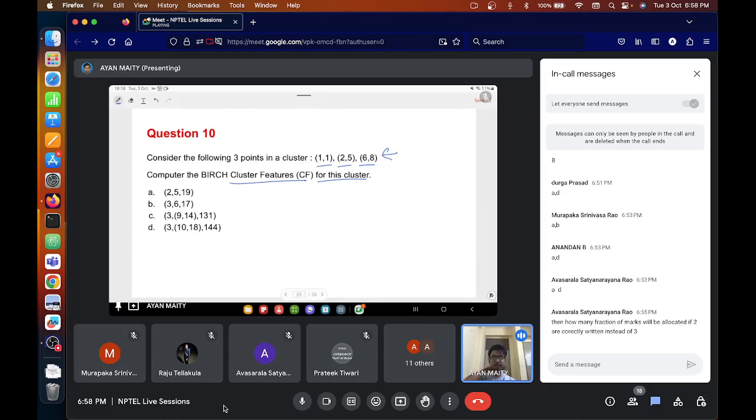So the BIRCH cluster feature is a 3-tuple. If you have gone through the video lectures, you have to compute this 3-tuple for this cluster containing these 3 points. Pratik Tiwari says option C, which is (3, (9, 14), 131). Okay.